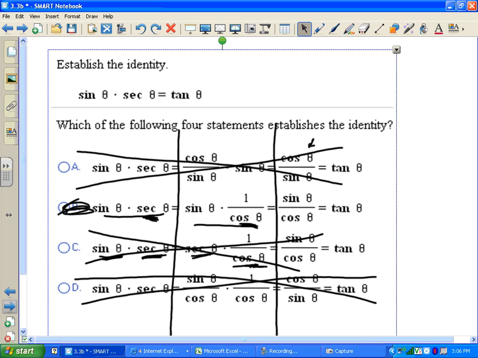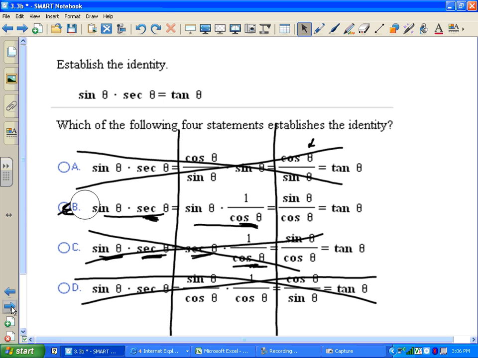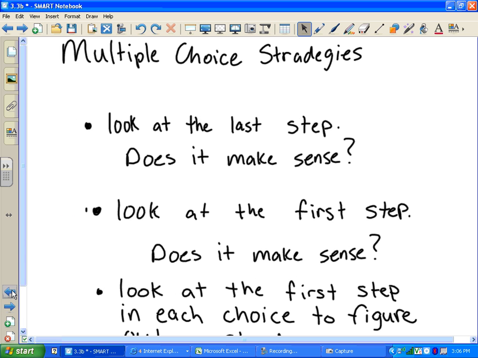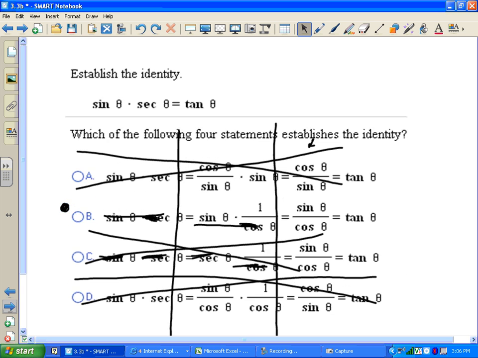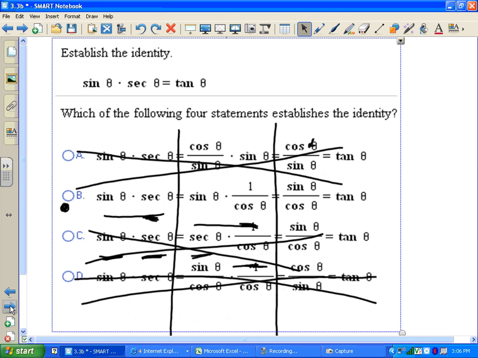Now, most problems here are not going to be that easy, but I do believe on most of these problems you can eliminate half of the choices just by using that strategy. Now, let's look at another strategy here that I'm going to take advantage of with multiple choice. And so that's look at the first step in each choice to figure out what strategy they're using here. So let me clear this off, or let me just copy it to the next page here. I'll just do that.